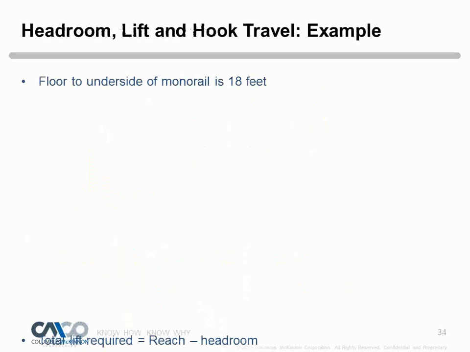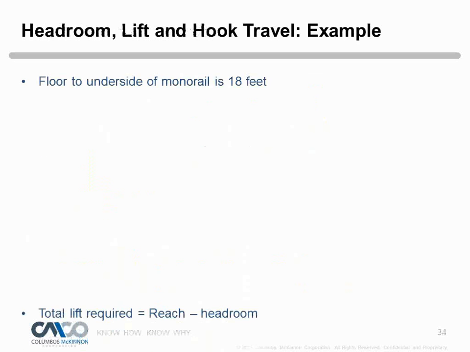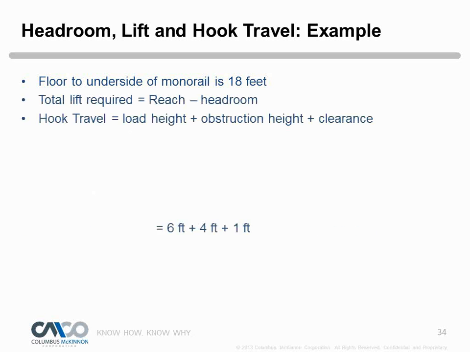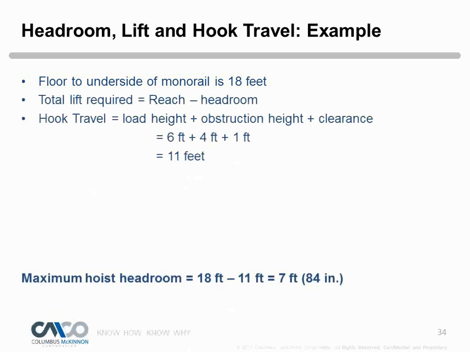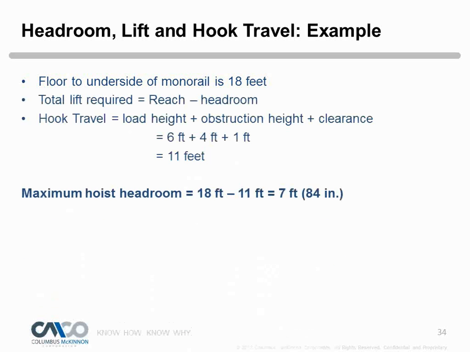They also told us floor to underside of the monorail is 18 feet. So the total lift required equals the reach minus the headroom. So the total hook travel equals load height plus obstruction height plus clearance. They told us our load height was 6 foot. They said they had a 4-foot obstruction, and we want to be able to clear it by at least a foot, right? Because we don't want to run into that obstruction because that could be very dangerous for the operator. So we need a total hook travel of 11 feet. So the maximum hoist headroom that we can have, in this case, 18 foot minus 11 foot equals 7 foot, right?